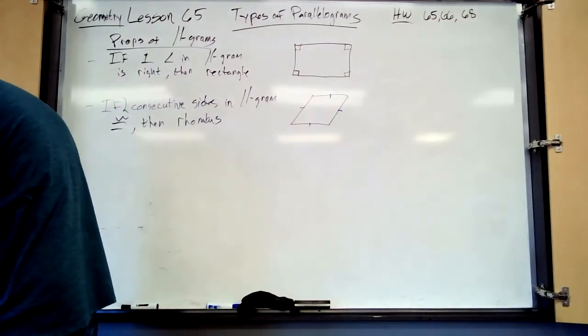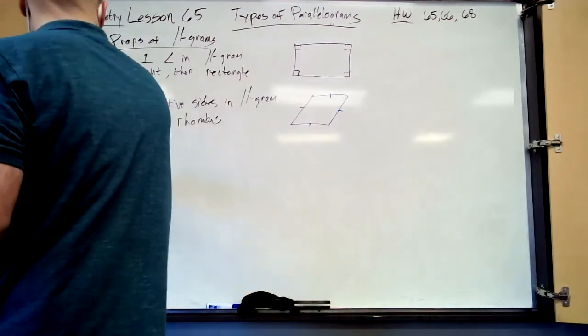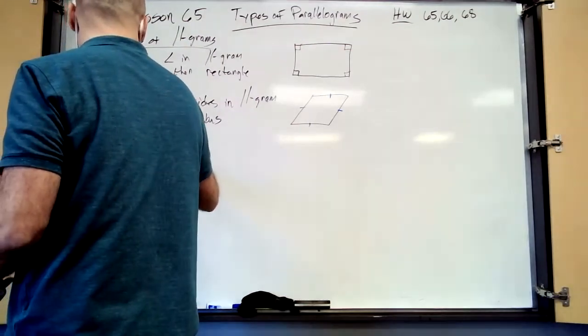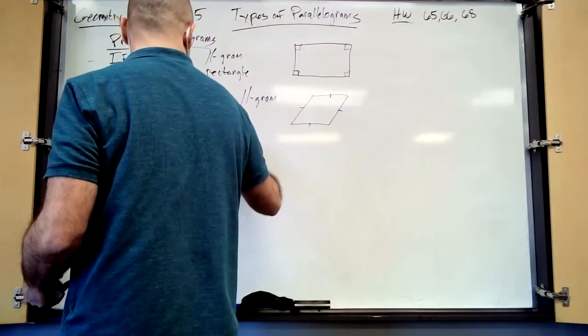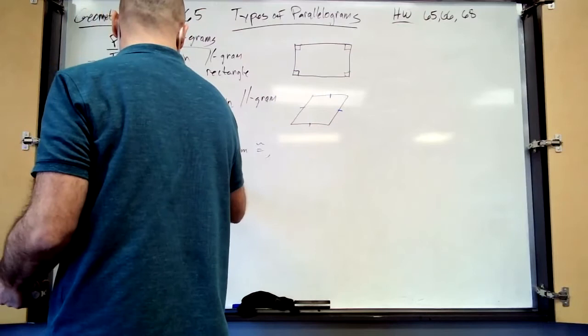Okay, so if diagonals of a parallelogram are congruent, then it's a rectangle. So this is the third property. If diagonals of a parallelogram are congruent, then it's a rectangle.